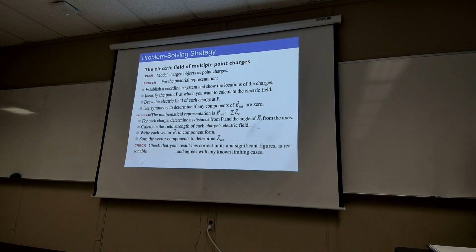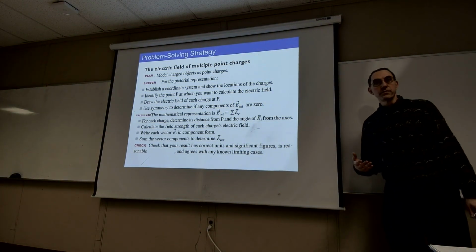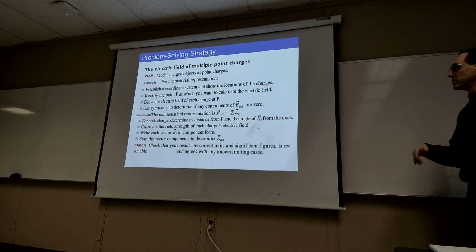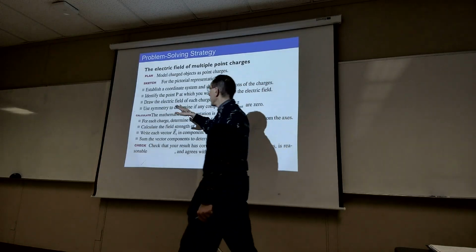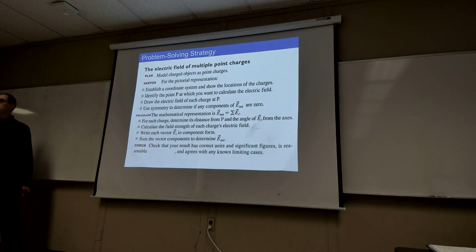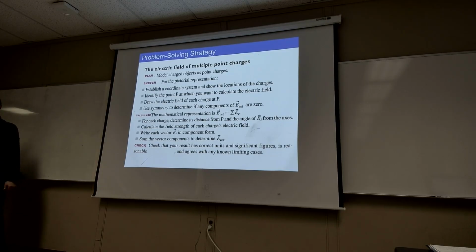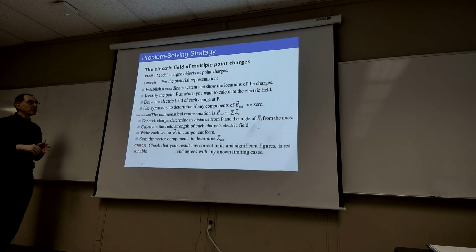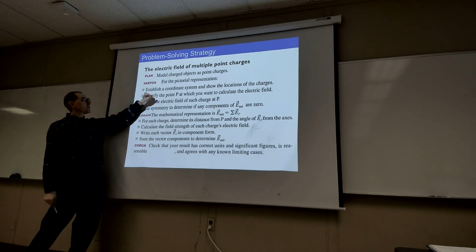Okay, next up, I want to talk about our overall strategy for dealing with problems with multiple point charges. So again, a 4-step process here. We start with our planning step. Typically, at this point, the only thing we really know how to calculate is point charges. So we're going to model our charges as point charges, as long as that's reasonable. A long line, not reasonable. But if it's a small enough object, far enough away, probably okay to model it as a point charge.